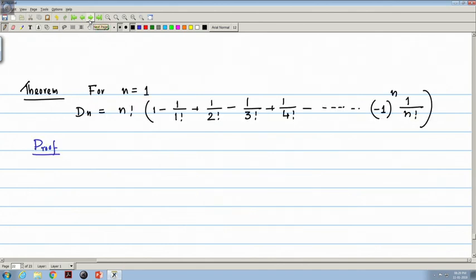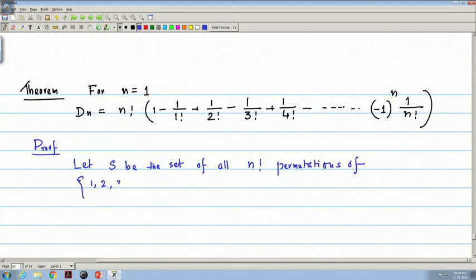So, in a similar way, let S be the set of all n factorial permutations, since there will be n factorial permutations of n numbers. Let us quickly see how it is n factorial permutations.